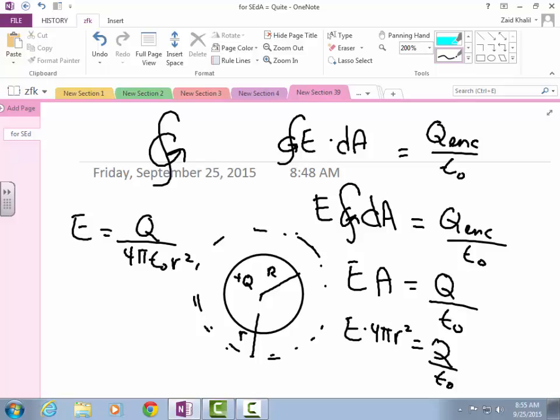Yes? What is a Gaussian surface? A Gaussian surface is this dotted line that I'm creating. What does that represent? That represents the area through which you're looking at the electric field.